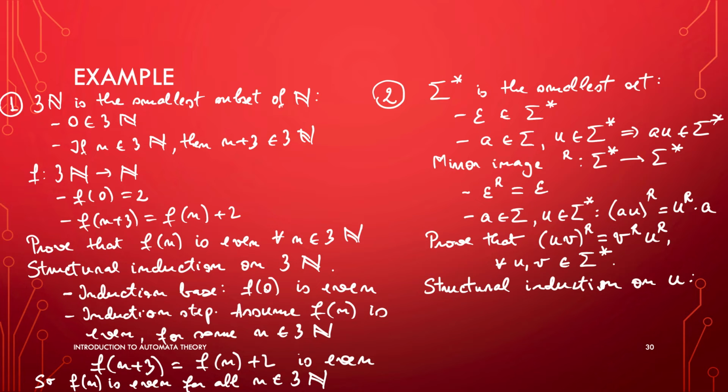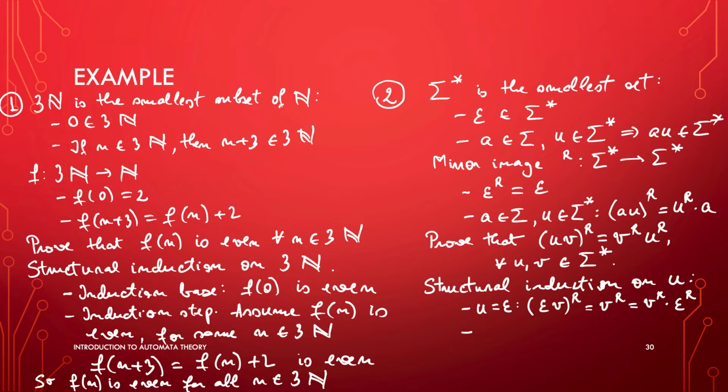So the induction base is going to be: if U is the empty word, then the property we are looking at is going to be about the mirror image of epsilon times V. Now epsilon times V is V, so we are talking about the reverse image of V, and this is obviously equal to the reverse image of V times the reverse image of the empty word, simply because the reverse image or mirror image of the empty word is the empty word. So that proves the induction base of our property.